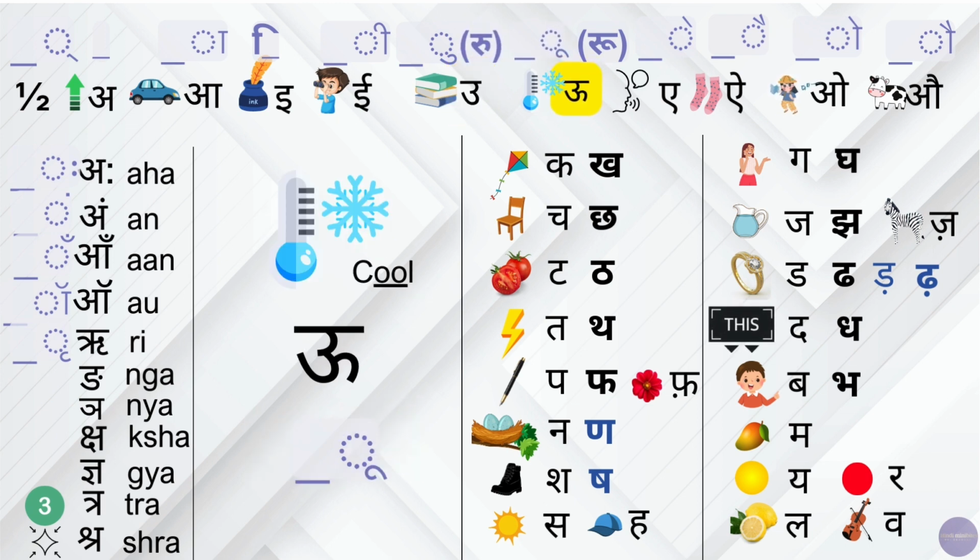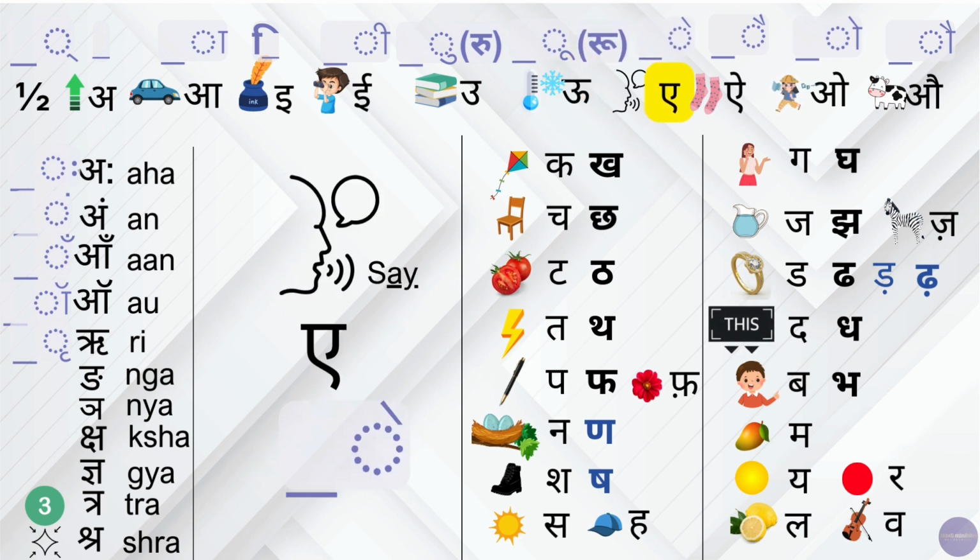Oo as in cool. Oo. Notice the add-on symbol. Again, R is the only letter which does not follow the add-on symbol for oo. It's written in a different way as highlighted. Roo. A as in say.